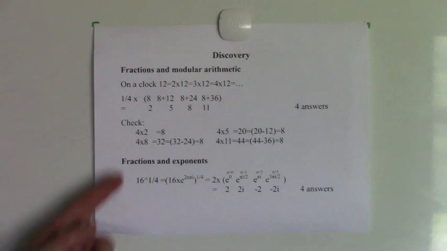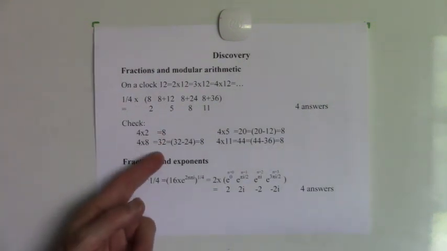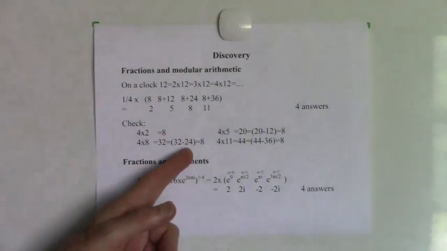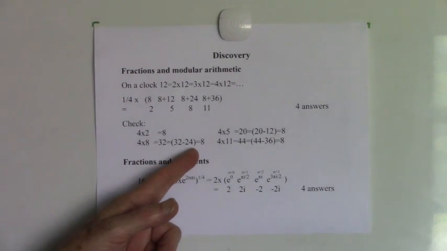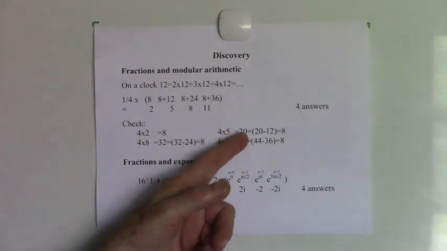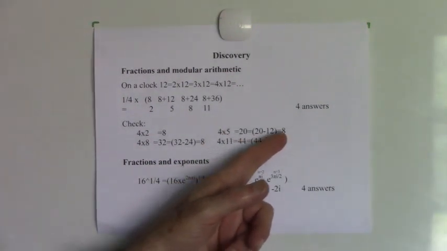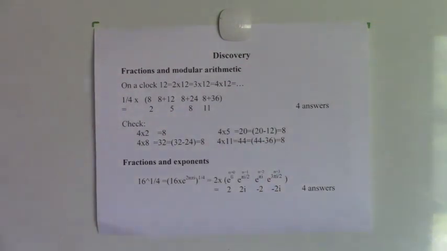Okay, so let's check it. 2 times 4 is 8, 4 times 8 is 32, but we subtract twice around the clock, and that gives us 8 again. 4 times 5 is 20, we subtract once around the clock, and that gives us 8 again. So what we see is, it checks out.